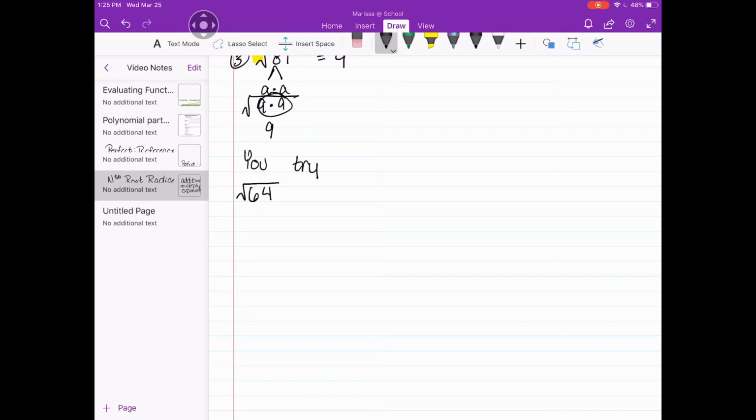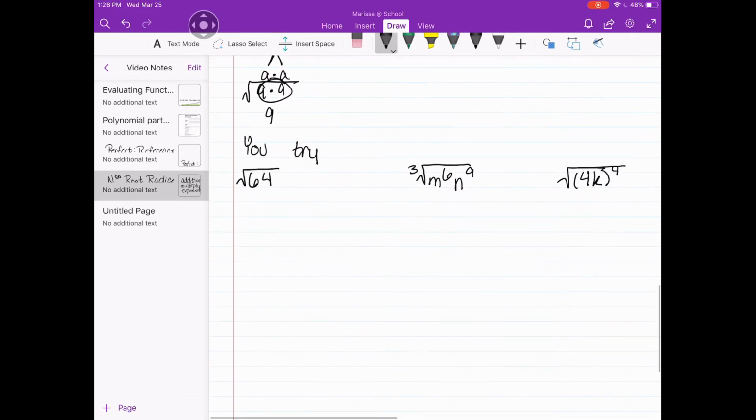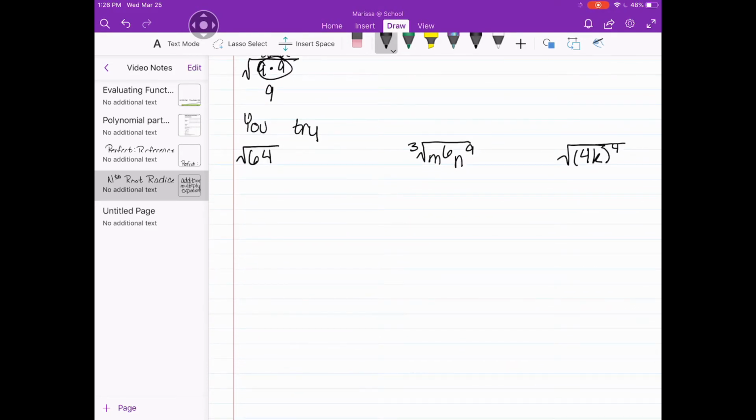You're going to try the cubed root of m to the 6th power, n to the 9th power. And you're going to try the square root of 4k to the 4th power. So go ahead, give those a try, pause the video, and then I'm going to come back and explain them.